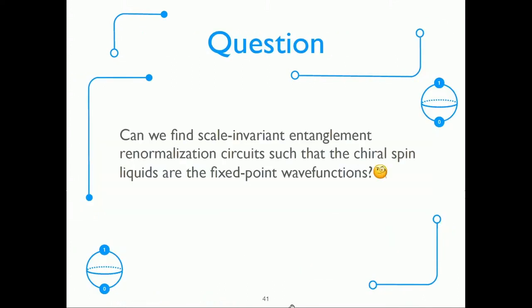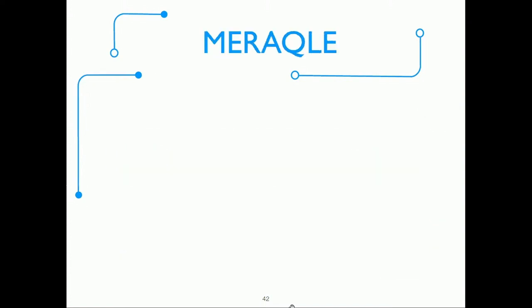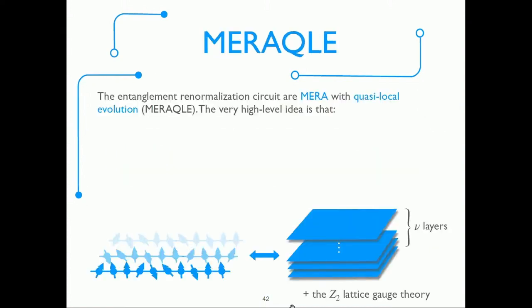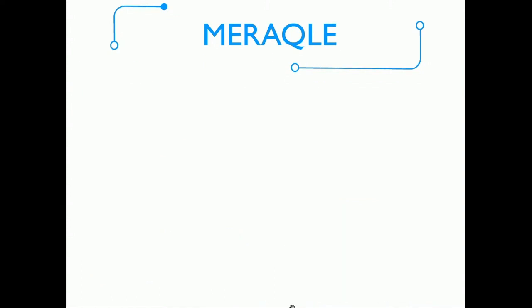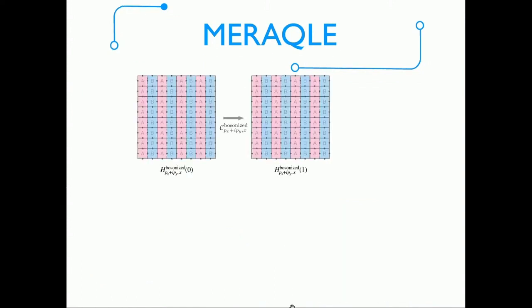So now, can we find a scale-invariant entangled renormalizing circuit such that these chiral spin liquids are the fixed-point wave functions? Actually, we already have that. The MERAQLE circuit is this quasi-local evolution circuit we apply to the p plus ip superconductor, and this toric-code MERA circuit applied to the Z2 lattice gauge theory, which is equivalent to the toric code. So you apply these two types of circuits, then you can create an entangled renormalization.